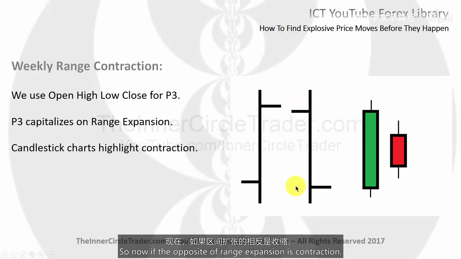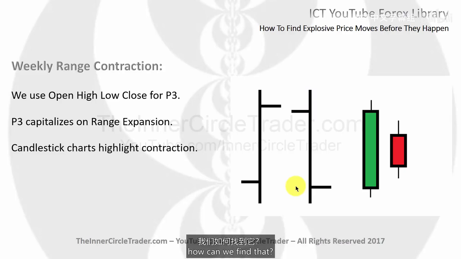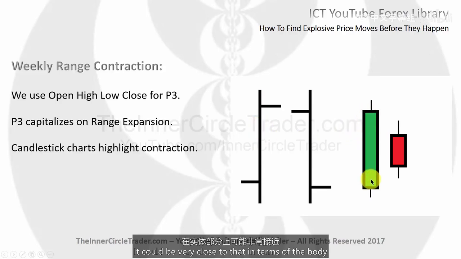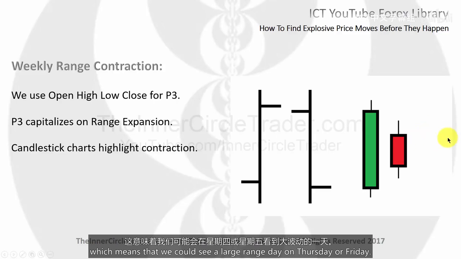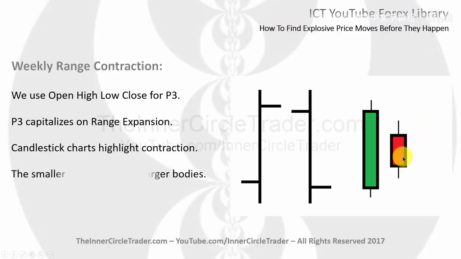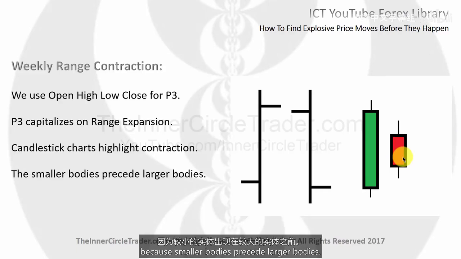So now, if the opposite of range expansion is contraction, how can we find that? Well, the candlestick chart helps highlight this. Say this is a typical large range day, which would look something like this open, high, low, close bar here. It could be very close to that in terms of the body between the open and the close. So we have the open down here and the close up here if this is a bullish candle. If this was the body of, say, a Tuesday, and then Wednesday we had this type of body, a smaller bodied candle, that means we could see a large range day on Thursday or Friday. It's more or less a precursor, because smaller bodies precede larger bodies.